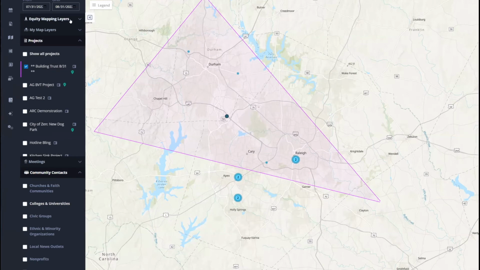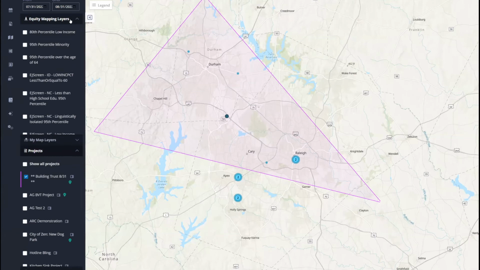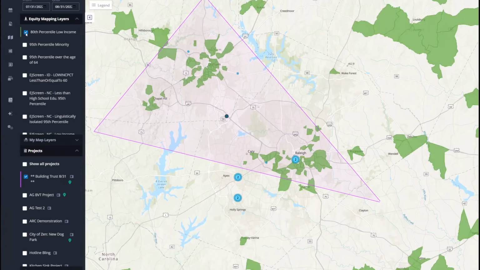We're going to open up the Equity Mapping Layers tab on the left-hand side, and this is where we allow you to overlay some more data and information about your community. And so in this case, I'm going to toggle on what's called our 80th percentile low income layer. And this comes from the Environmental Protection Agency's EJ Screen, Environmental Justice Screen data.